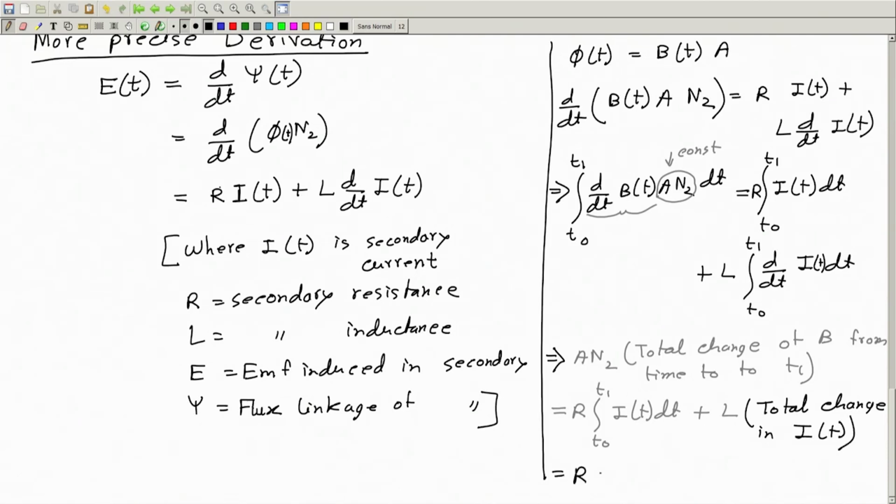Now let's keep this as it is. Okay, so let me put the value. So this I write as R, and what is this? Current integrated over time. Current integrated over time is charge. So this will be the charge flown within this time t0 to t1, plus L, which is a constant, times the total change in I. So this is equal to the final value of I minus the initial value of I, or I at t1 minus I at t0.